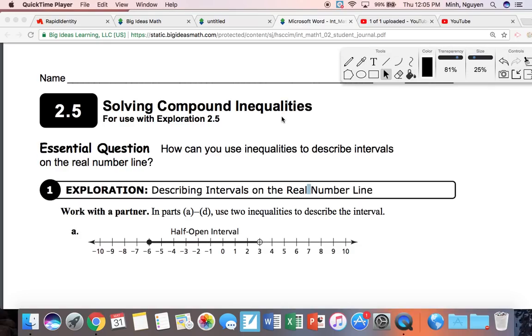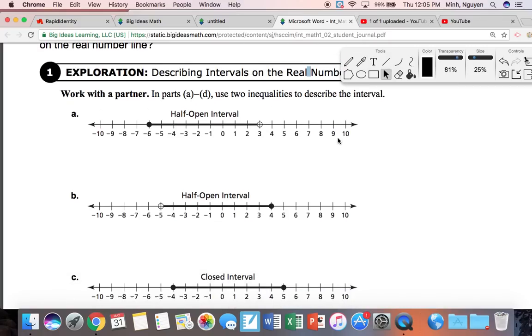Guys, just 2 more seconds to go in this chapter. This is section 2.5, solving compound inequalities. A compound sentence is a sentence with more than one idea. A compound inequality is the same. You're just joining two different things.